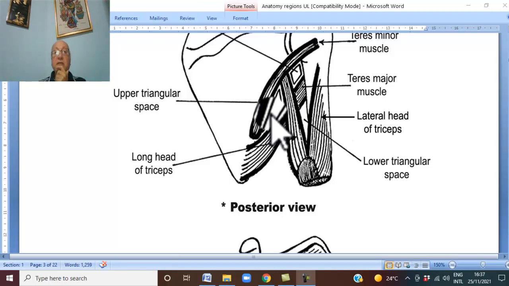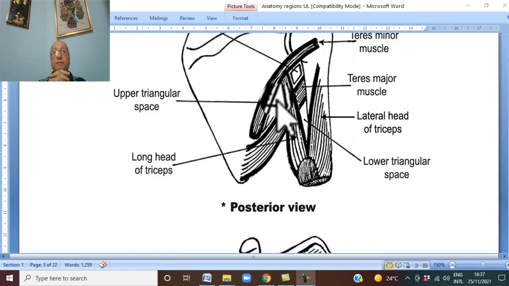This space transmits circumflex scapular vessels, which share in the anastomosis around the scapula.